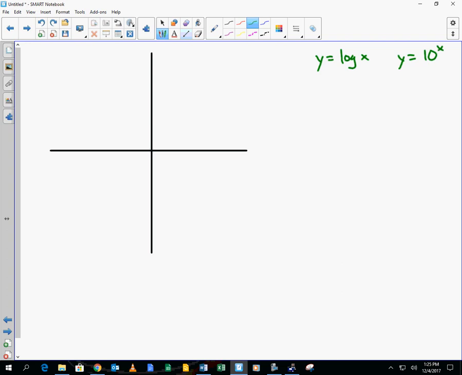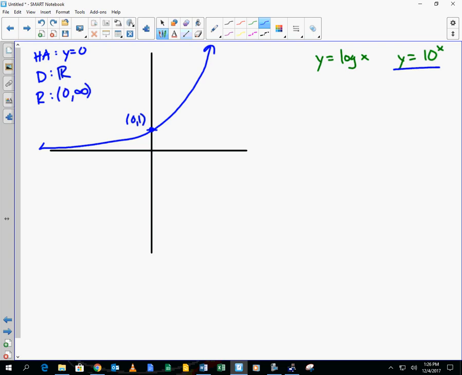Okay, these two functions are inverses of each other. I'm going to start by graphing y is equal to 10 to the x. This should be a review from Friday. Tell me, what point does it pass through? 0, 1. Okay? And it starts low and it finishes up. Agreed? So it has a horizontal asymptote of y is equal to 0. What's the domain? What is the range?